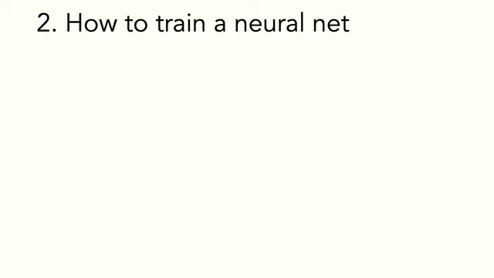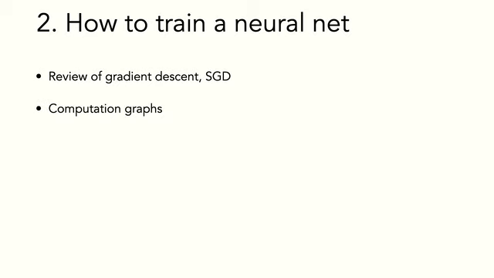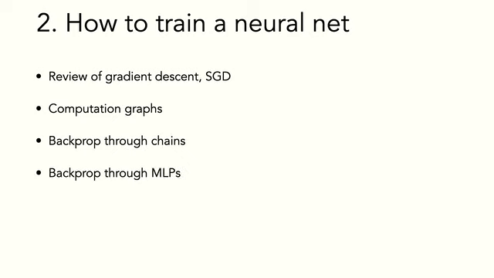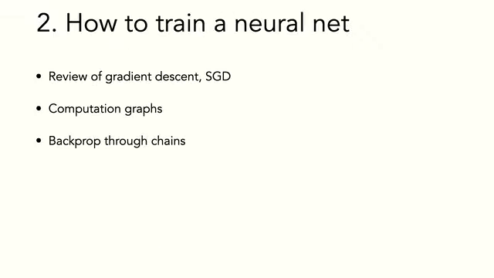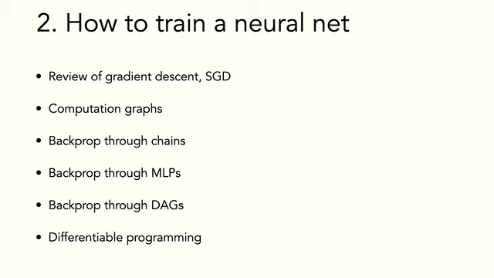So today, we're going to talk about how you actually train a neural network. First, we're going to start with a bit of a review of gradient descent, SGD, high level, some optimization ideas. Then we're going to introduce the concept of a computational graph. We'll talk about backpropagation through chains and through multi-layer perceptrons. We'll talk about backpropagation through DAGs, and then we will get into the concept of differentiable programming.